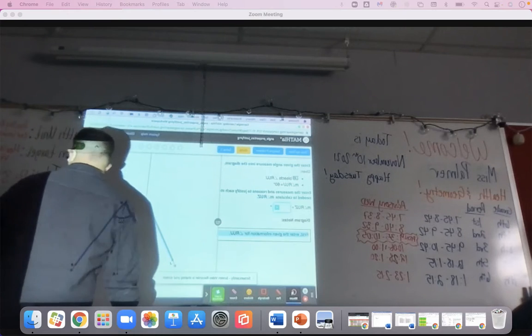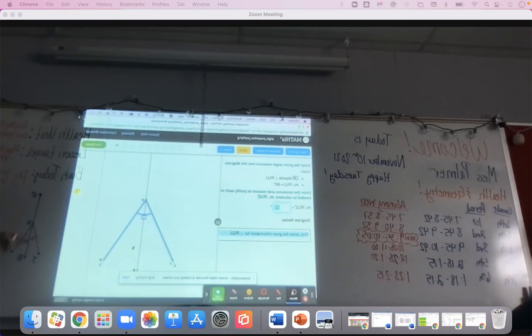RUJ is 60 degrees. It's kind of difficult to label that. But if these two are congruent, and this whole angle is 60 degrees, how much are each of these? 30. So we can label 30 degrees. What would be the reason why I can make that statement?